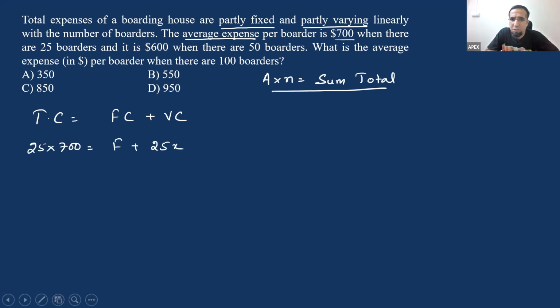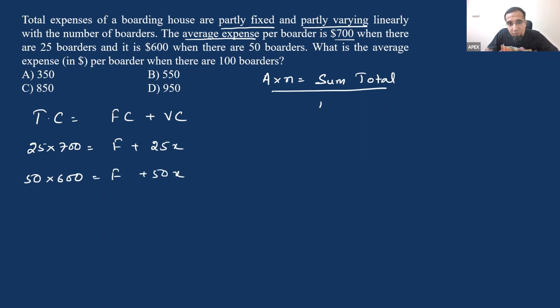The variable cost is cost per unit. Let me assume X rupees per unit. And it is 600 when there are 50 boarders. So I would say 50 into 600. Clear? Is equal to F plus 50x.